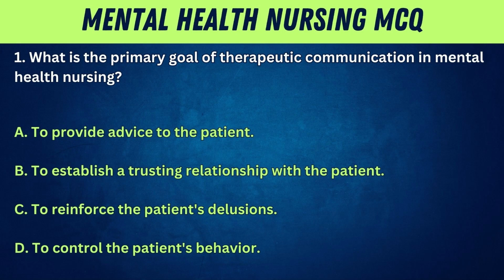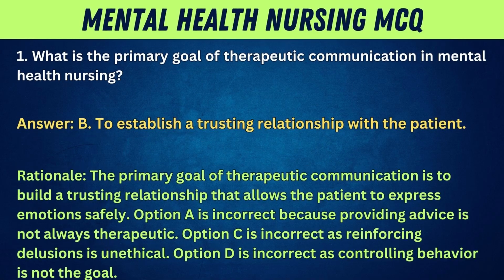1. What is the primary goal of therapeutic communication in mental health nursing? A. To provide advice to the patient. B. To establish a trusting relationship with the patient. C. To reinforce the patient's delusions. D. To control the patient's behavior. Answer: B. To establish a trusting relationship with the patient.